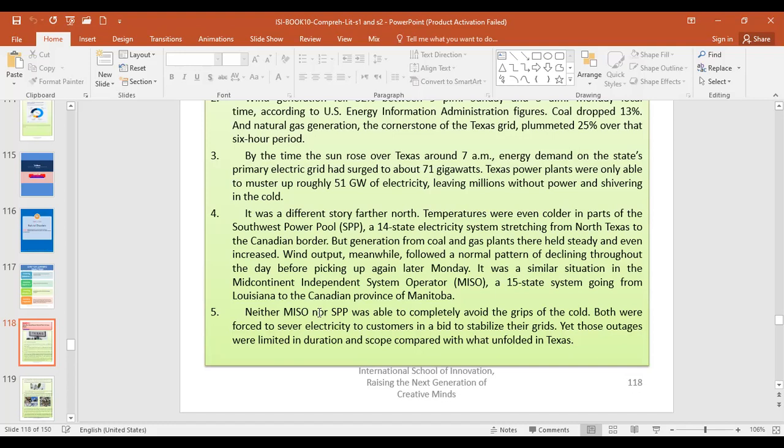Neither MISO nor SPP was able to completely avoid the grips of the cold. Both were forced to sever electricity, sever means cut, to customers in a bid to stabilize their grids. Yet those outages were limited in duration and scope compared with what unfolded in Texas.